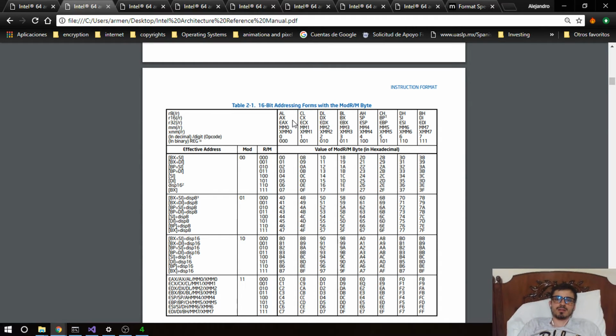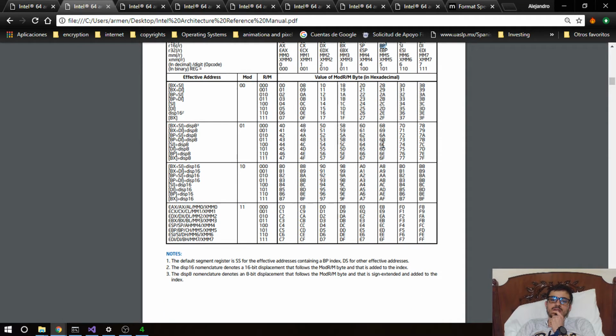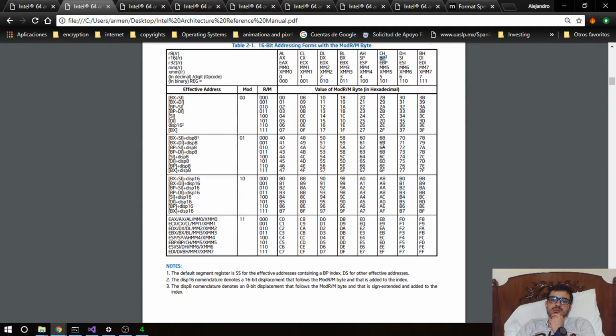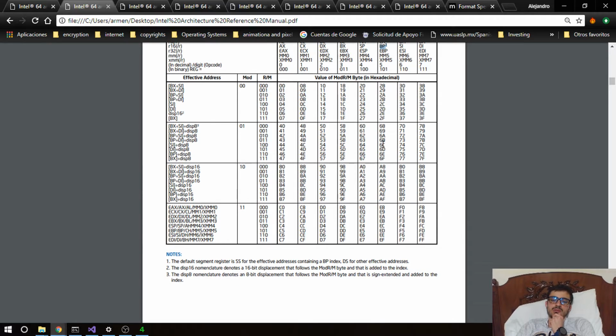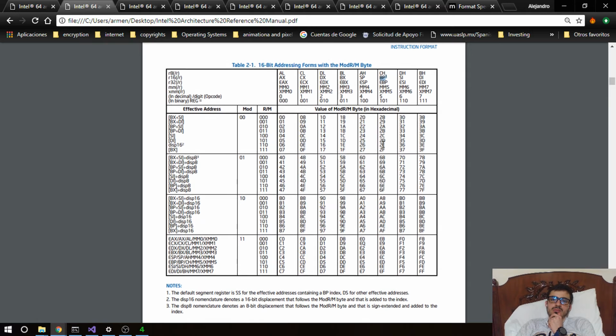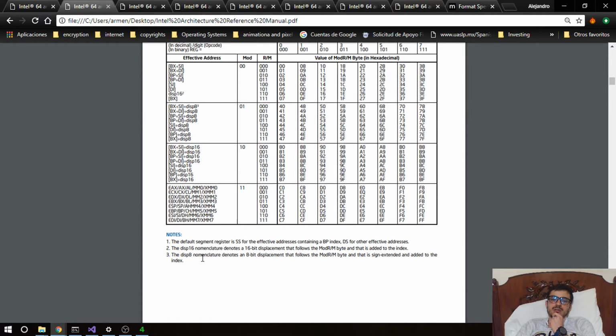If we have, for example, a BP index, we have to select the segment register SS. If it's not a BP index, it's going to use the DS segment register. Is that encoded, or does it just happen? I mean, it's probably just telling us that that happens. The nomenclature now is 16-bit displacement.